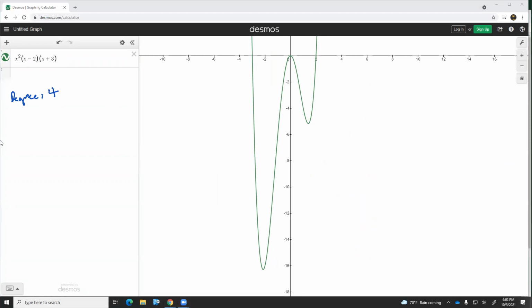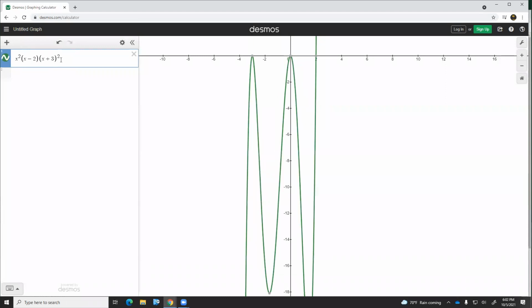Okay. What if I make this x minus 3 squared? Now what's the degree of this polynomial? 5. 2 plus 1 plus 2 is 5. How many turning points are there? 4. 1, 2, 3, 4. So from this, what is the relationship between the degree and the turning points?